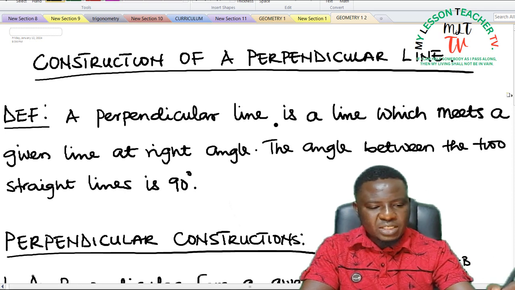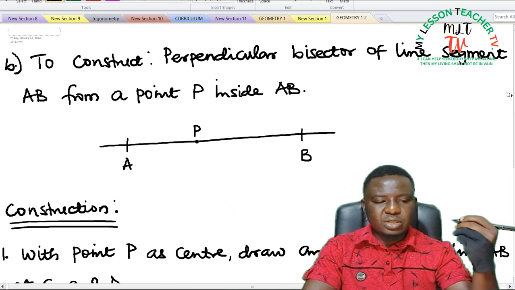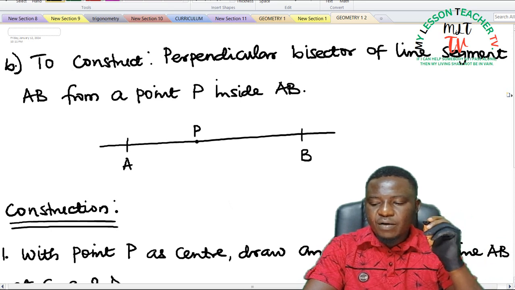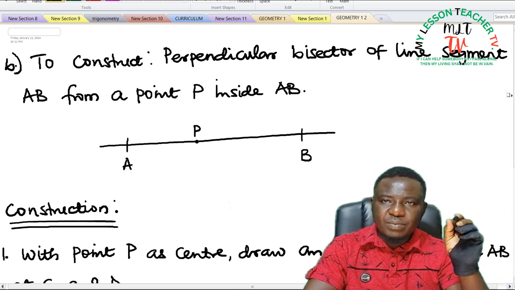Let's take the other aspect of perpendicular lines. Now, this is to construct the perpendicular bisector of line segment AB from a point P inside AB.